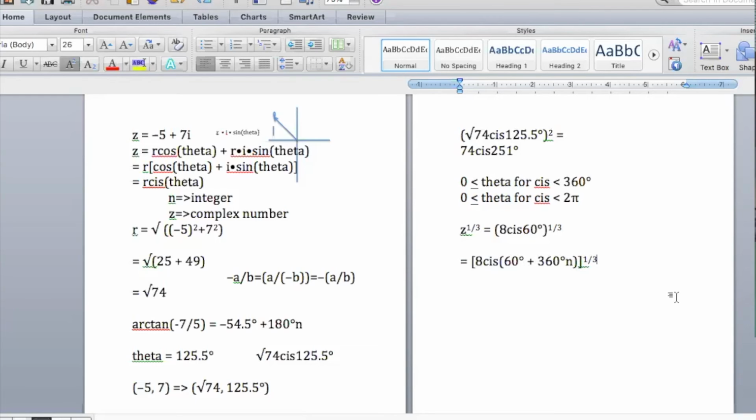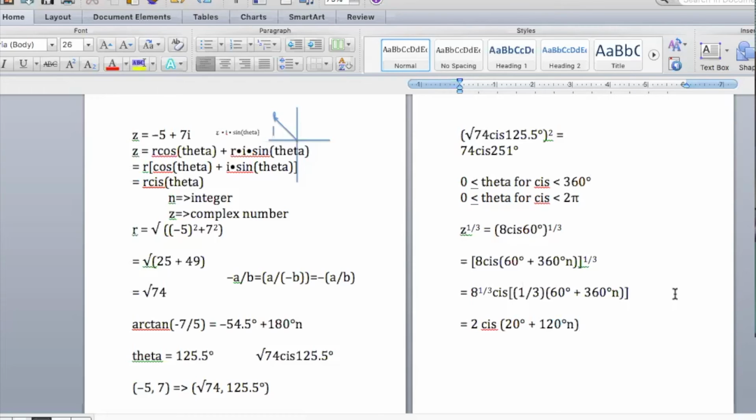And it's important to remember that because it turns out that you get a bit of a surprise as your answer. Remember, what you have to do here is take the power of the modulus, so it's 8 to the 1/3 power. And then you have to multiply the argument by the power, and the power is 1/3. So we're multiplying 60 degrees plus 360 degrees n. And that turns out to be 2 cis 20 degrees plus 120 degrees n.